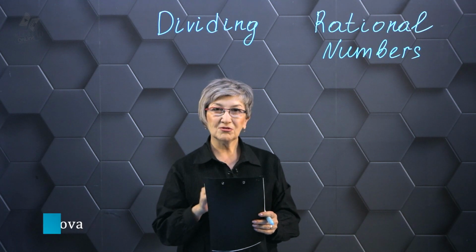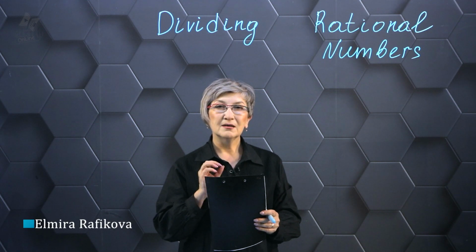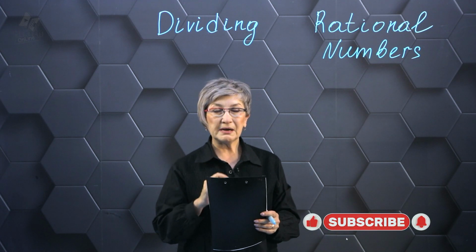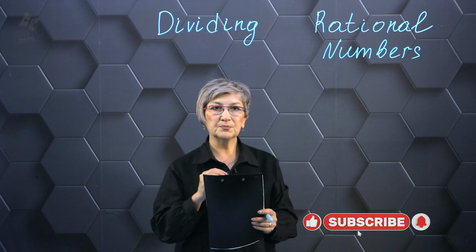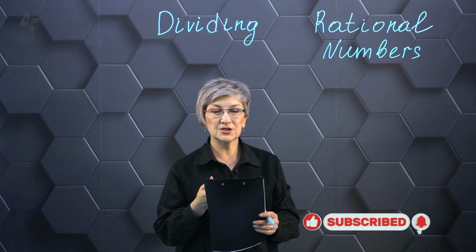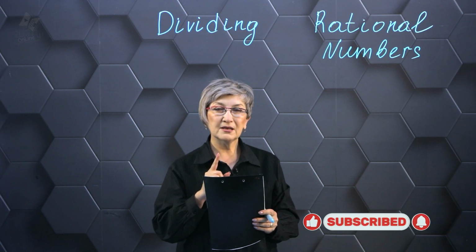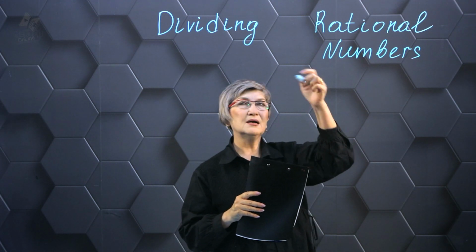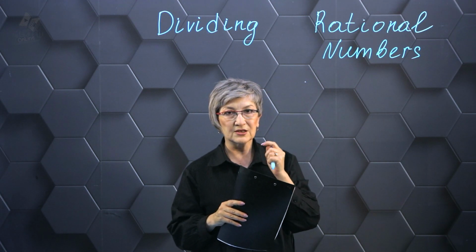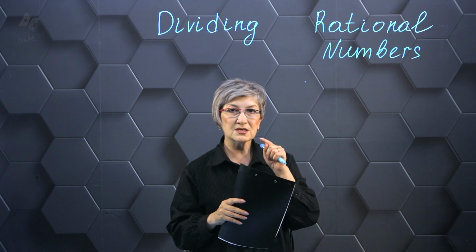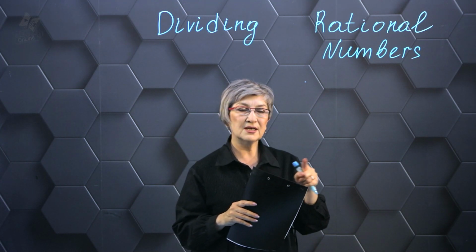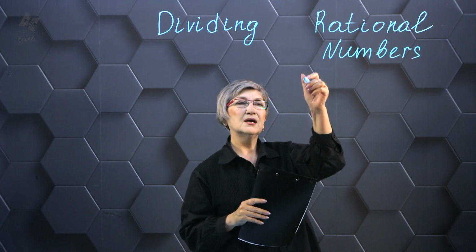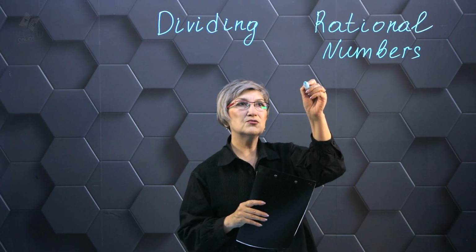Hello. Today in the lesson we will write down the rules that we will use when dividing rational numbers. This rule is not different from the rule of multiplication of rational numbers. So, this rule will be easy to remember, but let's write down this rule. When we are going to divide two rational numbers, and we know that rational numbers are positive and negative numbers, 0 and fractional numbers, so we will use the following rule.